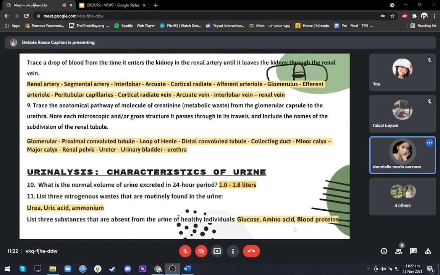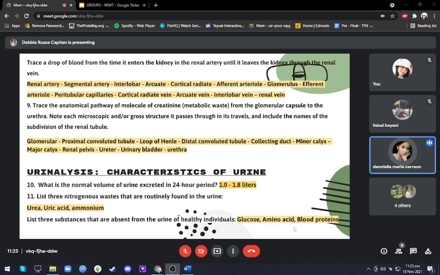Next, trace a drop of blood from the time it enters the kidney in the renal artery until it leaves the kidney through the renal vein. Renal artery, and then the segmental artery, interlobar, arcuate, cortical radiate, afferent arteriole, the glomerulus, efferent arteriole, peritubular capillaries, cortical radiate vein, arcuate vein, interlobar vein, and the renal vein.